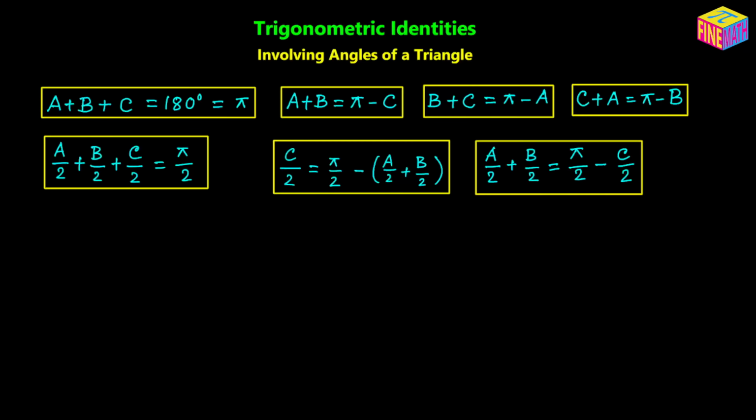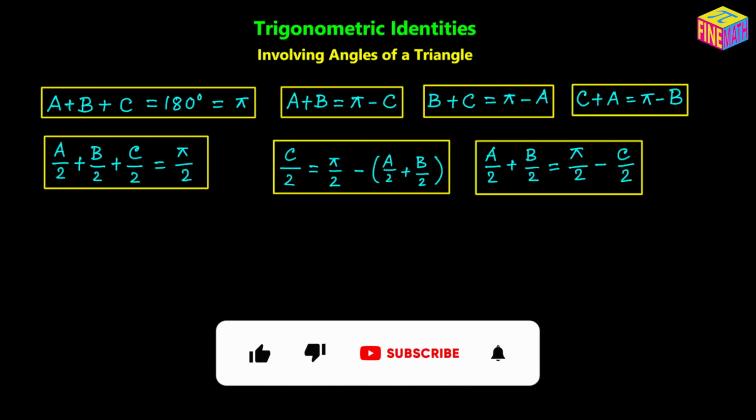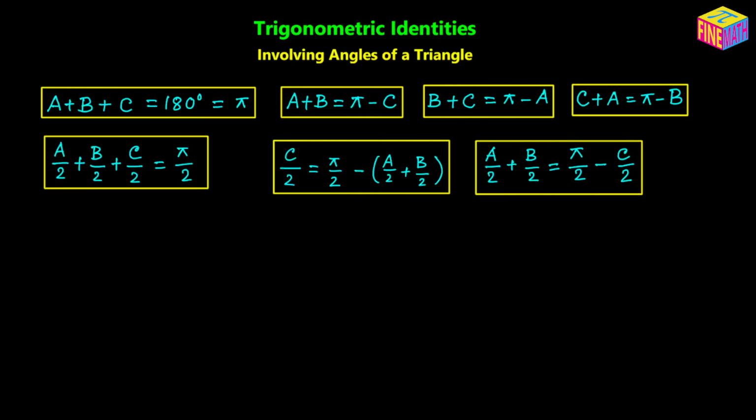Hi everyone. In this video, we are going to prove another trigonometric identity involving three interior angles of a triangle. That means the condition is that the sum of the three angles would be 180 degree or pi radian. I have a few notes here on the screen. All of these conditions are true when a plus b plus c is equal to 180 degree. That means the sum of the three angles is equal to 180 degree or pi radian.